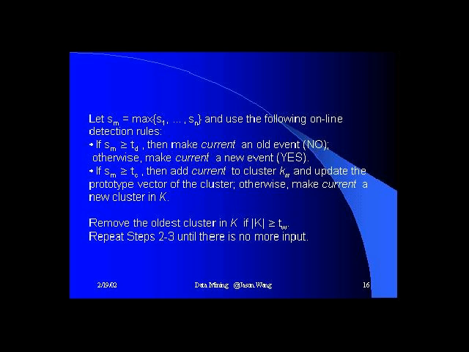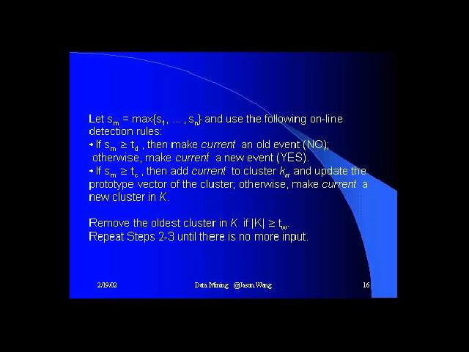So you output that this is an old event. It's not a new event. So that's what you output, all right? Because they are so similar to each other. On the other hand, if the closest cluster is still far away from this current story, that is, their similarity value is less than the threshold TD, then we know that this story is a new event. So we output, yes, that's a new event.